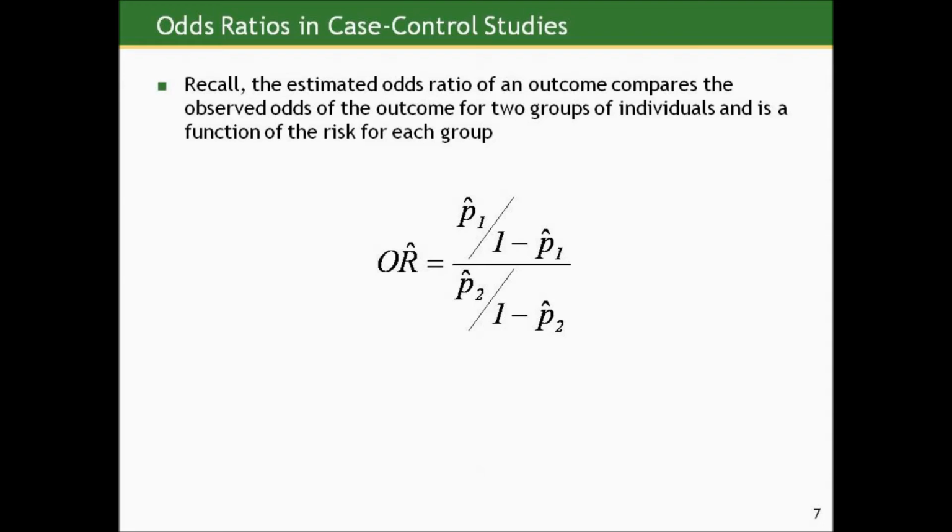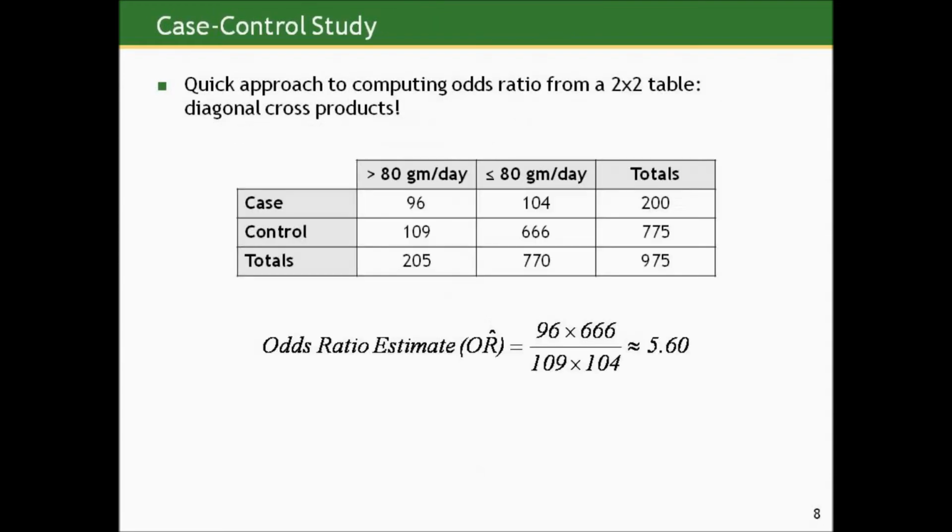Here's the formula for the estimated odds ratio when comparing two groups. One quick way to do this from a 2x2 table is a swashbuckling approach where you take the cross product of the diagonals, the first cross product divided by the other, and this turns out to be equal to the correct computation as well. If we do this here, 96 times 666 over 109 times 104, the odds ratio for this study is 5.6. So there's over a five-fold higher odds of esophageal cancer in the high alcohol consumption group relative to the low.